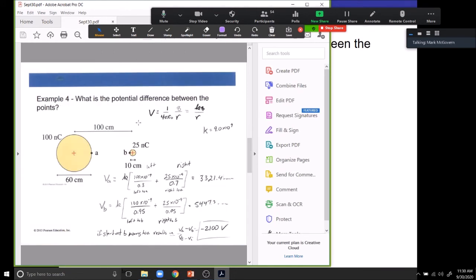So for all of the things that we're going to do here, we have to work out 1 over 4 pi epsilon naught Q over R, or KQ over R, whatever you want. Let's do the point A one first. For point A, we have to work out what the electric potential is due to the charge on the left and the charge on the right. The charge on the left is 100 nanocoulombs.